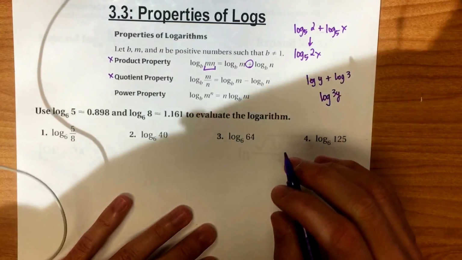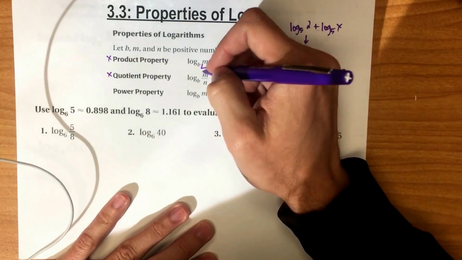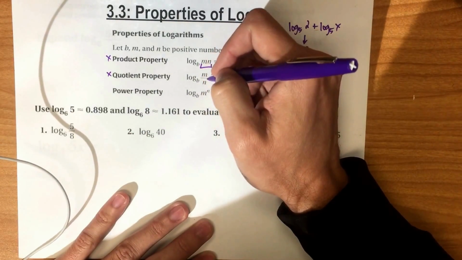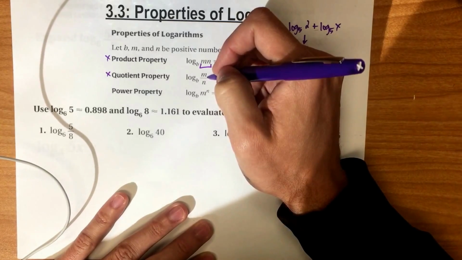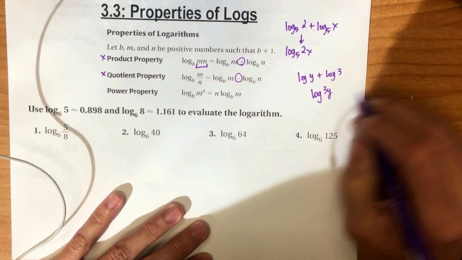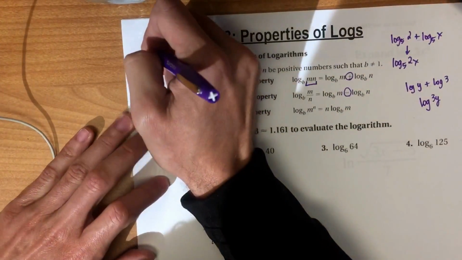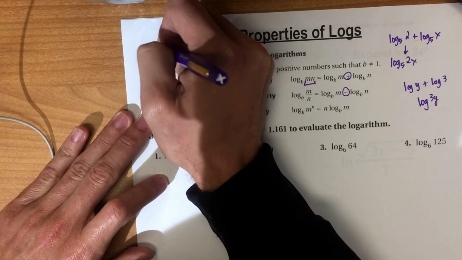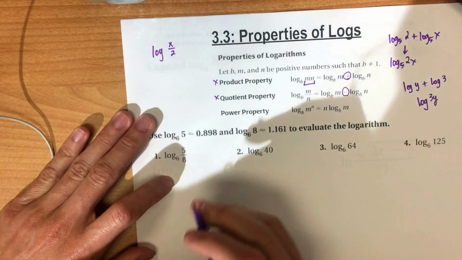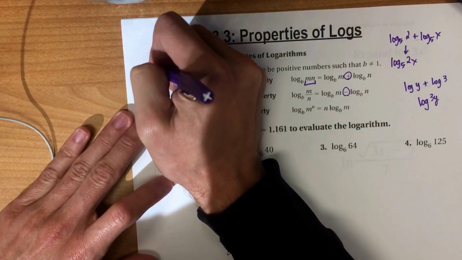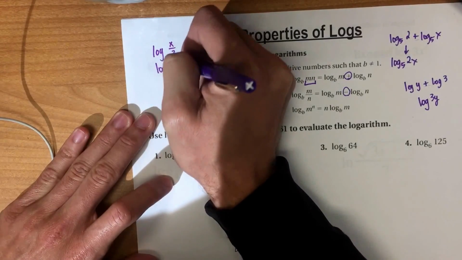What it says is if we have two terms that are divided inside of a log, they can be split apart into separate terms by using subtraction. So that would look like something like log of x over 2. I can split that into two separate log terms of log x minus log 2.